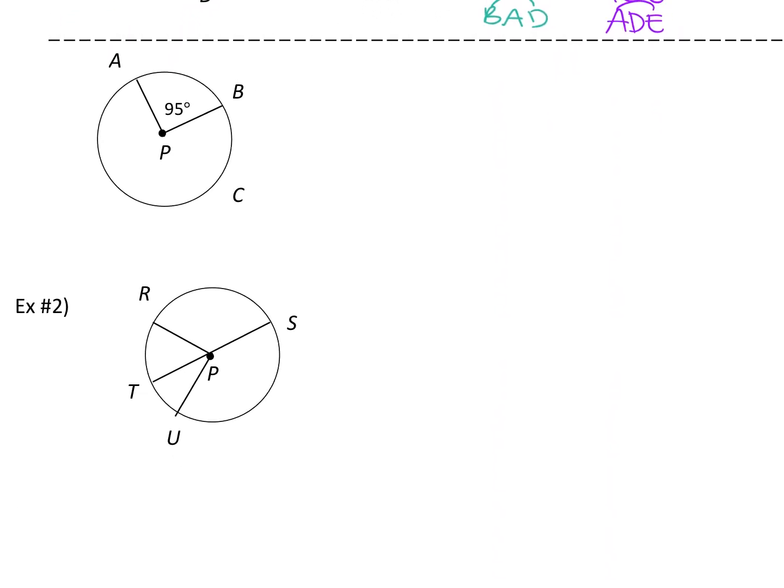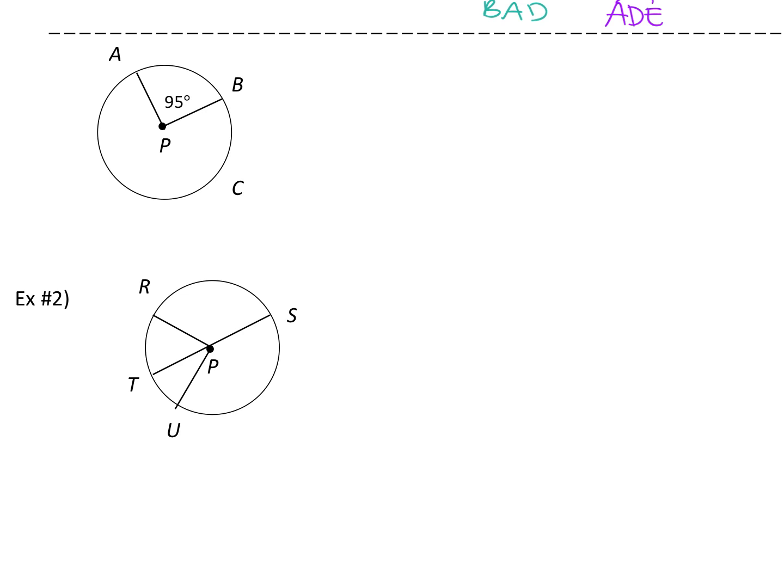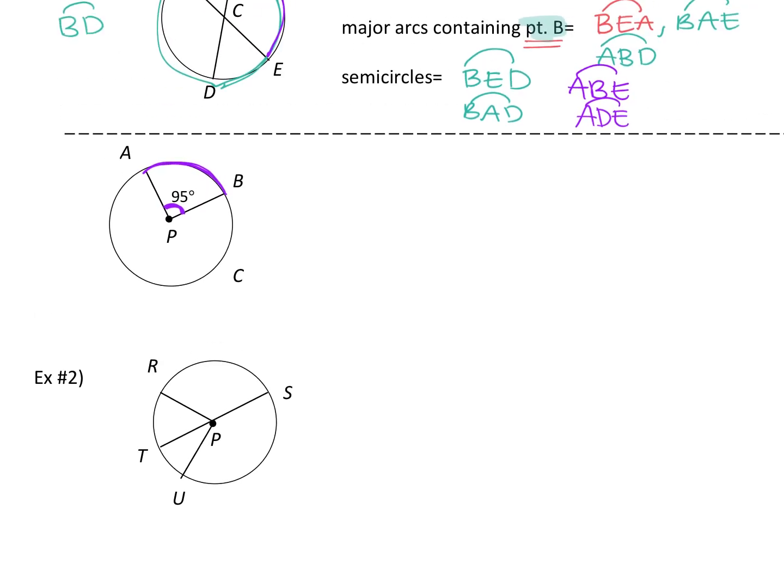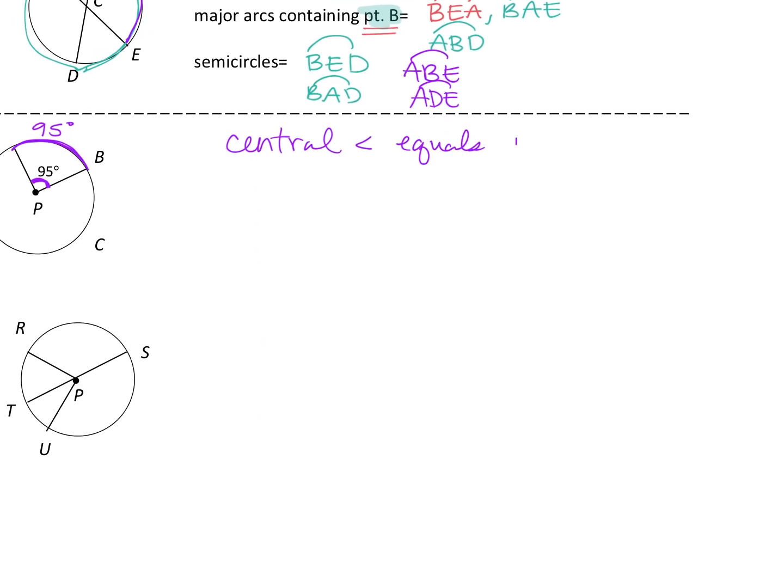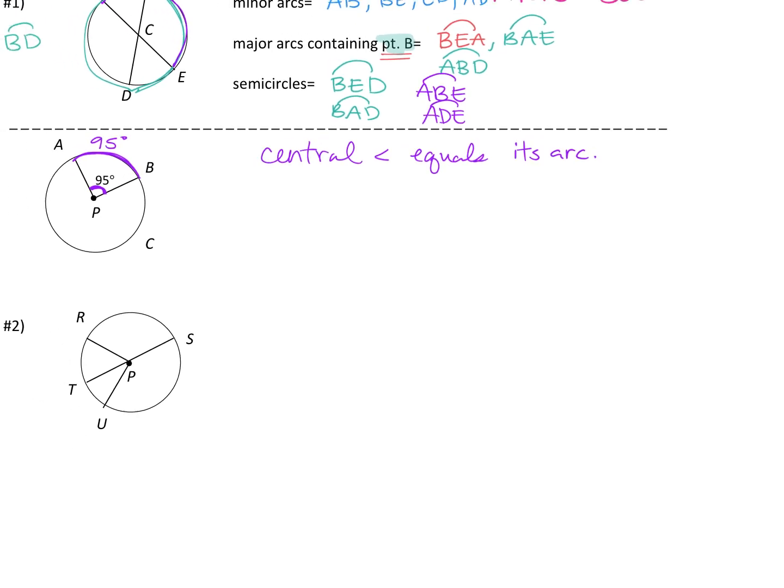Take a look at this. In this circle P, right, you name it by its center, so this is circle P. If I know this angle, which we call a central angle, is 95 degrees, here's the beautiful thing about circles. The arc linked to that angle is the same measure. So if this angle is 95 degrees, then arc AB is also 95 degrees. Okay, so a central angle, maybe you want to write this down. Central angle equals its arc.